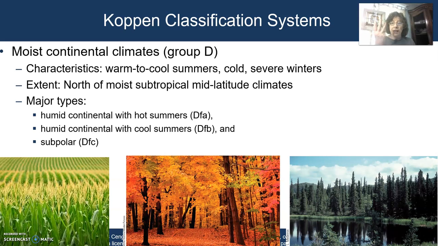There are three major types. You've probably been exposed to two of them, so let's go over it. There's the humid continental, meaning within the continent, and it's extreme within the continent because there's not that land-sea distribution which evens out temperature and evens out precipitation. So these are humid continental with hot summers.